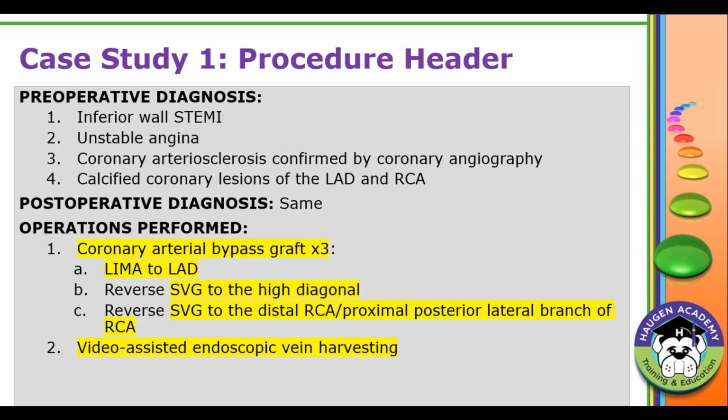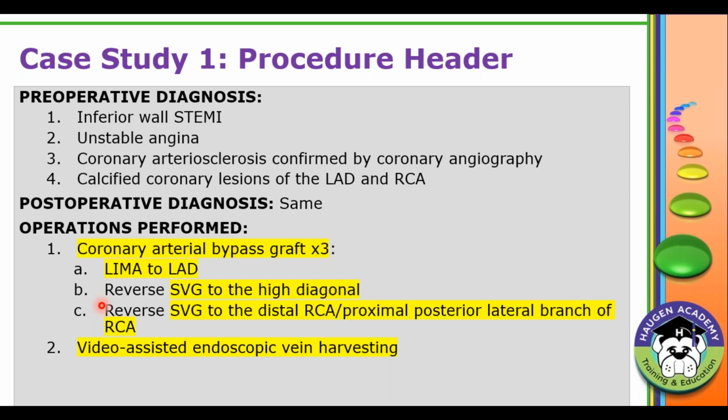This particular one, he's saying that he did a CABG x3, and then he lists out what those 3 vessels were. He did a LIMA to the LAD, a reverse saphenous vein graft, SVG, to the high diagonal, and a reverse SVG to the distal RCA, proximal posterior lateral branch of the RCA. What does the reverse part mean?